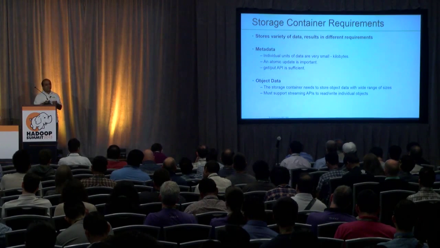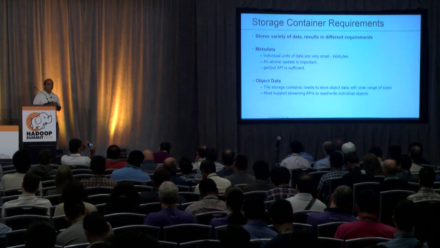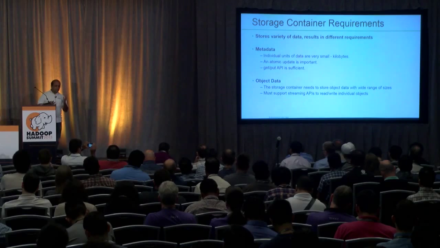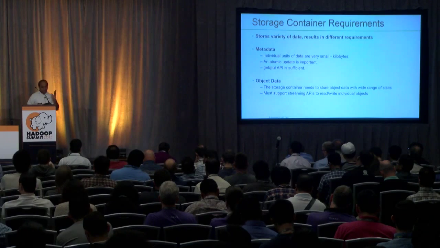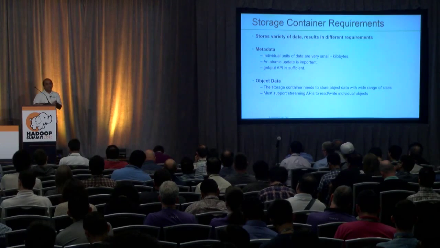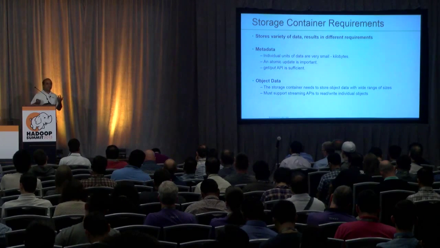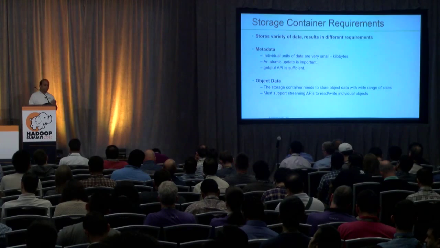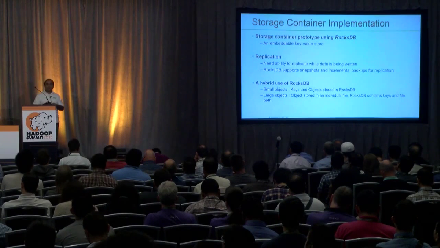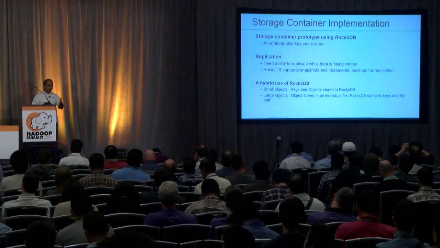But for object data, we have to provide a streaming API because many use cases need it, and get/put stops making sense for larger objects. So for this variety of requirements, we are looking at some of the popular single node object stores. One choice that comes out is RocksDB, which is an embeddable key value store. It is written in C++, but it provides Java binding as well.